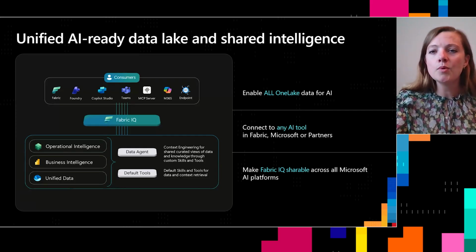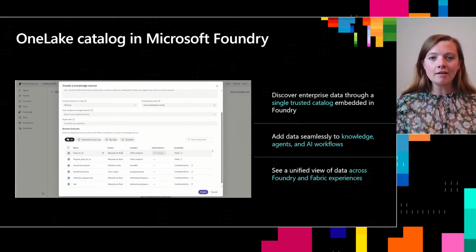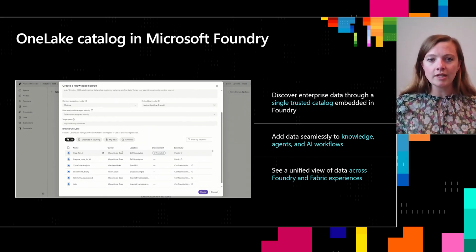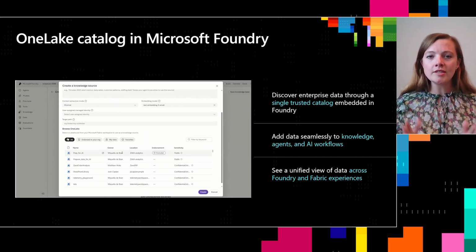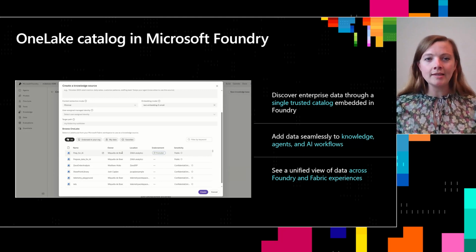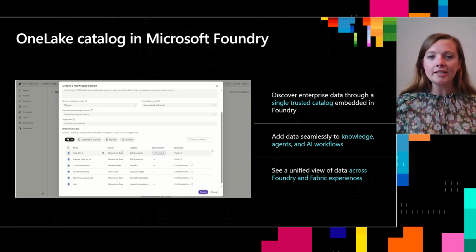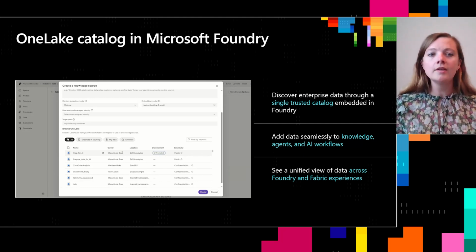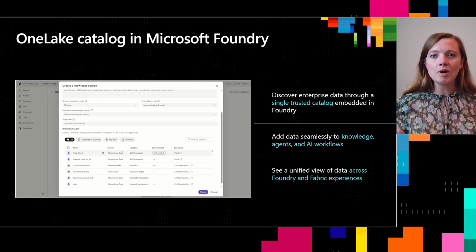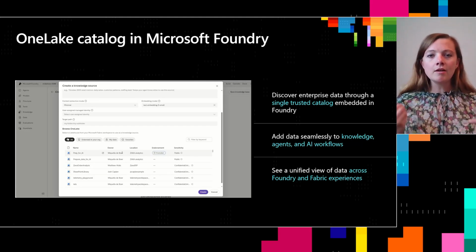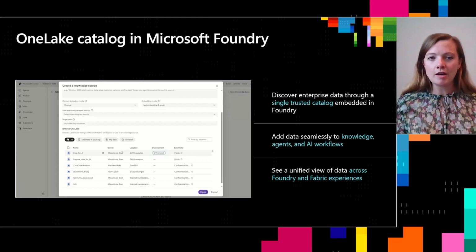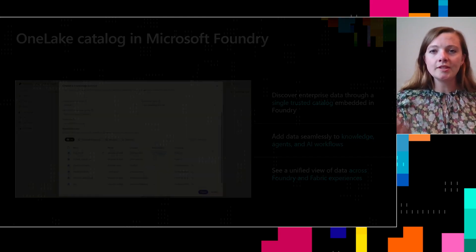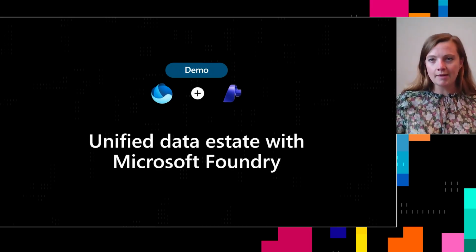And to make this even more useful, we're bringing the OneLake catalog natively integrated into Foundry. You can now discover all of your trusted enterprise data in one place and immediately use it inside of knowledge and agents and in any of your AI workloads. It contains the full capabilities of the OneLake catalog for discoverability. Think of sensitivity labels and endorsements. This creates a consistent view of data across your entire estate of analytics and AI by having it available across Fabric and Foundry. So now let me actually show you what this looks like for enterprise unstructured data.